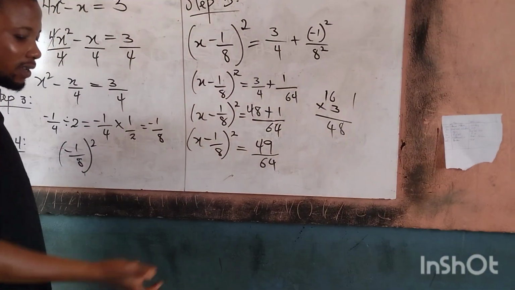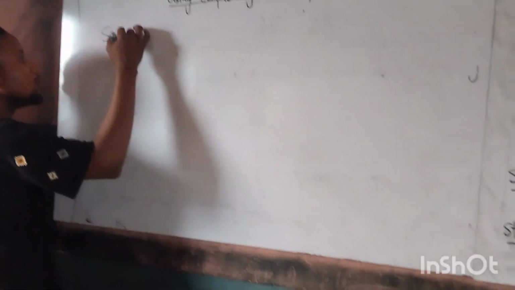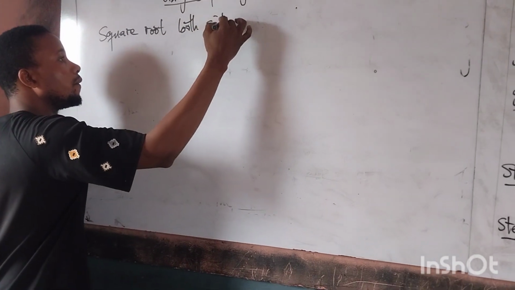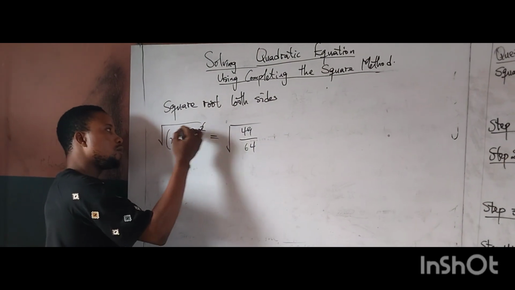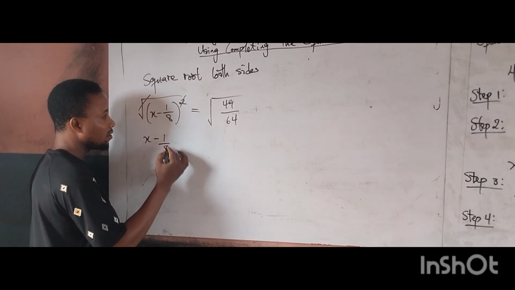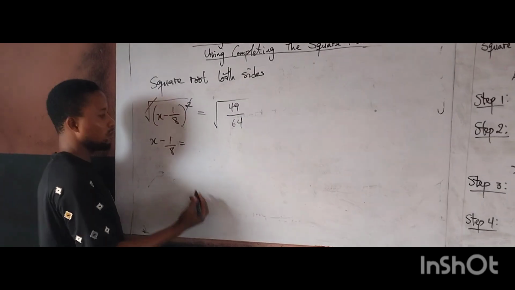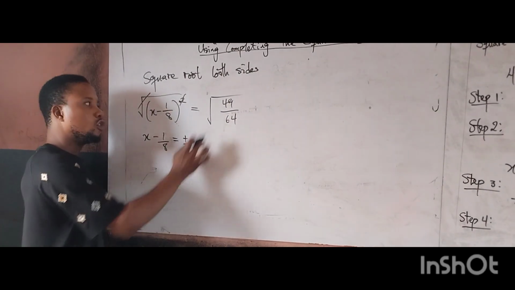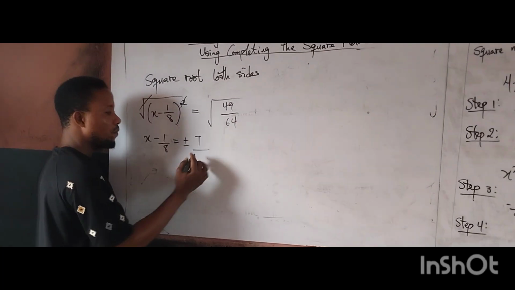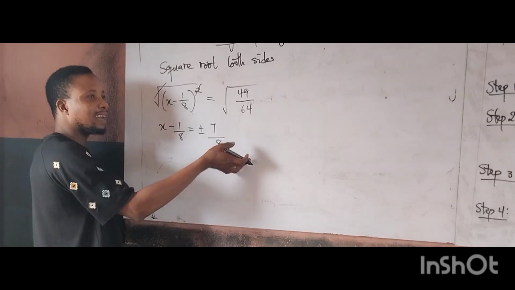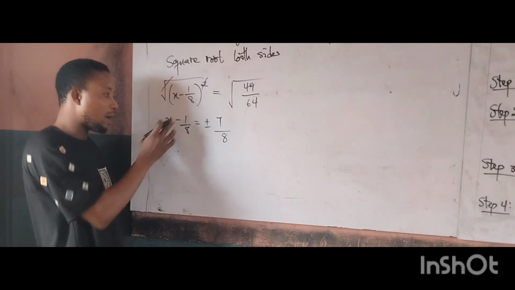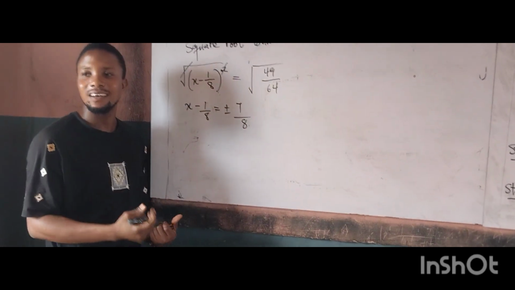Now from there, you can square root both sides. If you square root both sides, we cancel this one. We are left with x minus 1 over 8 equal to, and the square root is going to attract plus or minus. Square root of 49 will give you 7, and square root of 64 will give you 8. Now you can bring this to the right hand side. That is what we call collection of like terms, because this one is a number, this one is a number, while this one is a variable. Bring the numbers together. Simple as that.